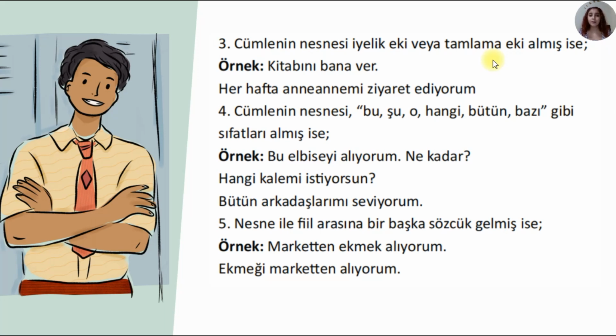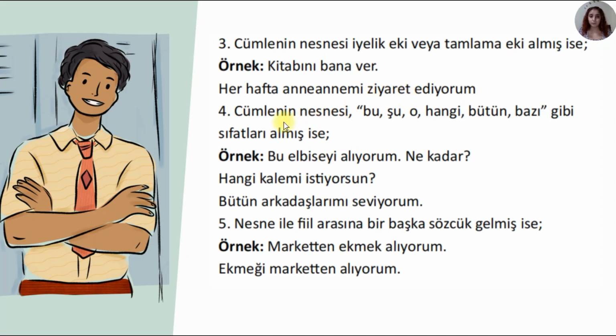And next one, her hafta anneannemi ziyaret ediyorum. What was ziyaret etmek? It was to visit. And I'm visiting my grandma every week. And this anneannem, my grandma, is the object of the sentence because the subject is I. And I need to add the accusative case suffix here to give the answer to this question. Kimi? Kimi ziyaret ediyorum? Anneannemi. Kim ziyaret ediyor? Ben. This is the subject.